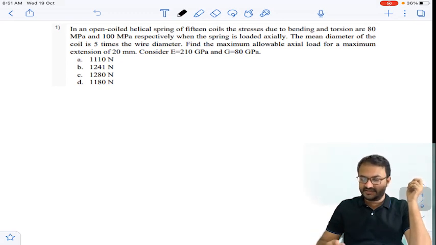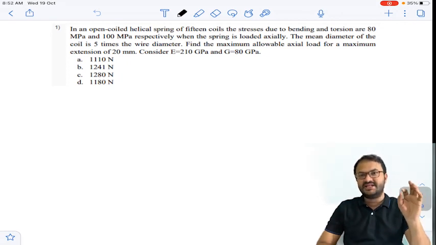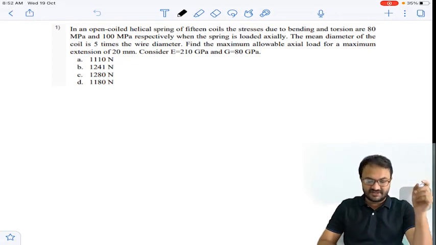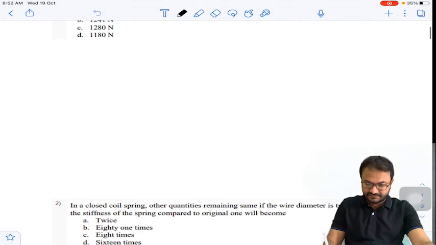So the first question is, in an open coil helical spring of 15 coils, the stresses due to bending and torsion are 80 and 100 MPa respectively when the spring is axially loaded. The mean diameter of the coil is 5 times the wire diameter. So he has given the relationship between the wire diameter and the mean diameter of the coil. Find the maximum allowable load for maximum extension of 20 mm. So he has given the extension. For this extension, how much load we need to apply? And he has given the data, modulus of elasticity, modulus of rigidity. So let's go with the solution.